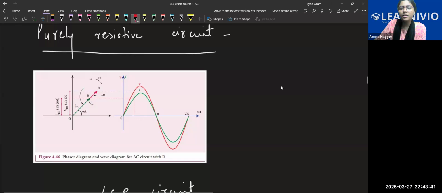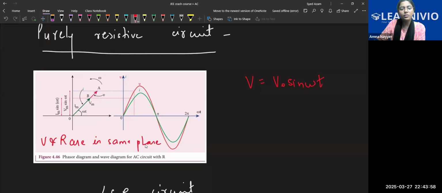This will be the difference: that voltage will be V naught sine omega t. Rest of it will be the same. So everything, see here, voltage and resistance are in the same phase. None of them are leading. You can see it from the graph also, and you can see it according to the phasor also. They are exactly aligned to each other.